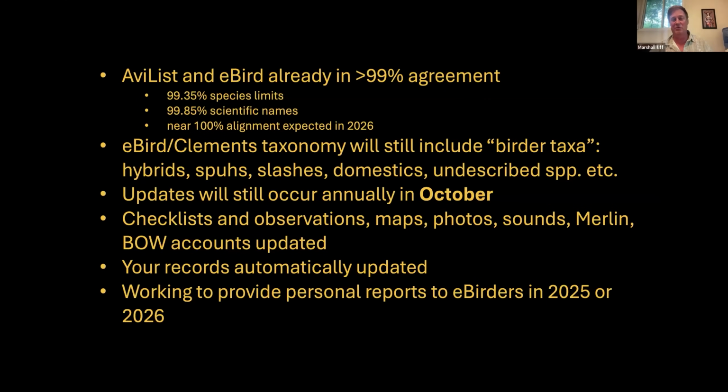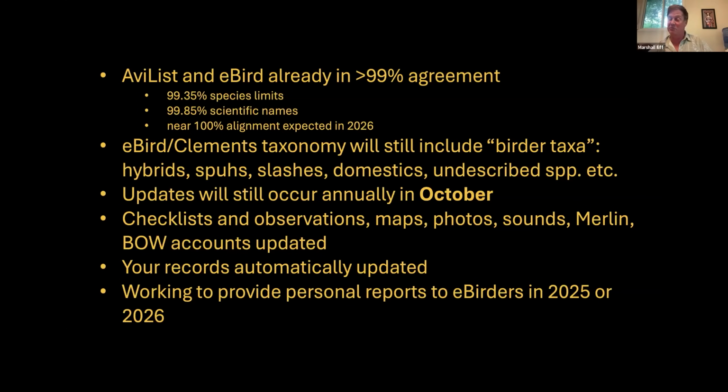The updates for eBird will still occur in October, including this coming October. We will still convert the eBird checklists, maps, photos, sounds. Now we have to convert all the Merlin photo ID recognition and sound ID recognition. We have to convert all the data that drives those also. And Birds of the World accounts are updated manually by hand by a huge team of authors every year to keep up with this. That is not going to change. It's going to be the same thing. And your personal records that you've submitted to eBird will also automatically update.